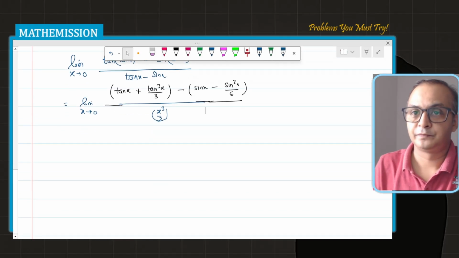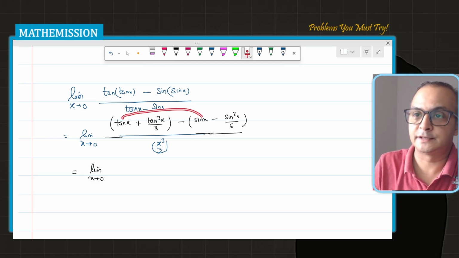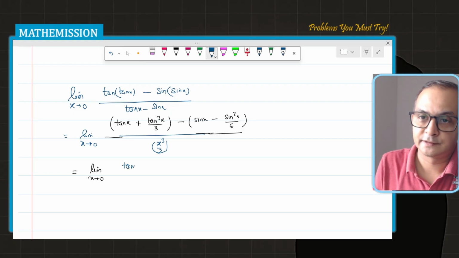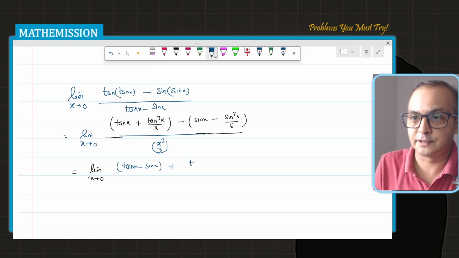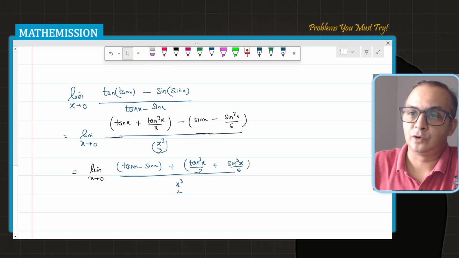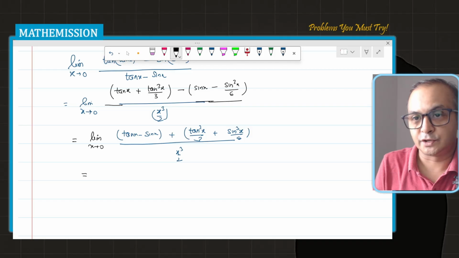Now you see what will happen. We can directly write this thing. Limit x approaches 0. This tan x from here and this sin x from here, I am clubbing together. It means it is going to be tan x minus sin x as one bracket. And from there, I am writing the tan cube x by 3 plus sine cube x by 6. And this is going to be x cubed by 2. Now, everything is well and good. That is tan x minus sin x again. And when x approaches 0, I can write this thing as x cubed by 2.